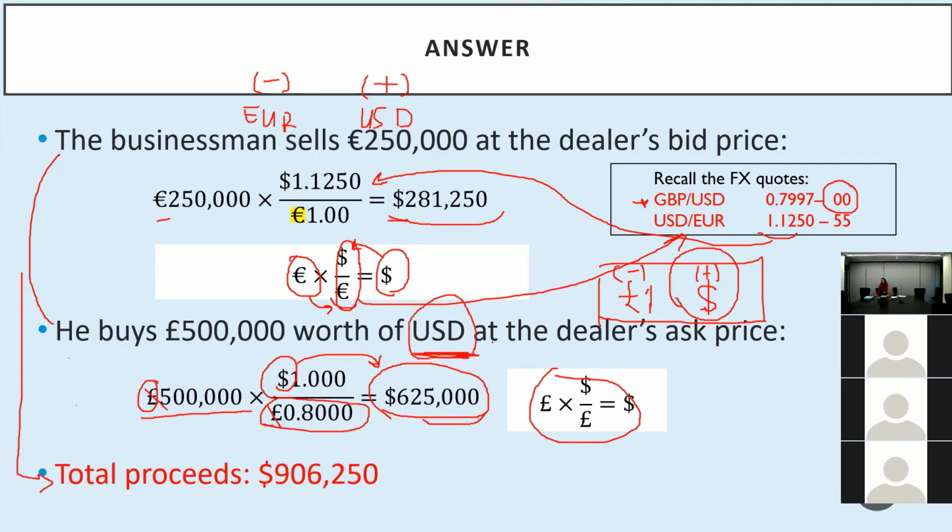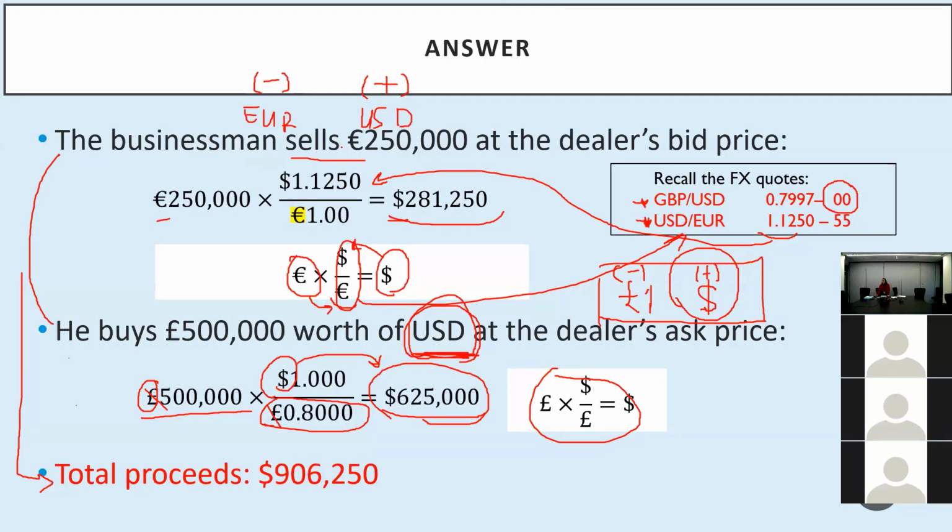That's a very good question. So in the first transaction, we are talking about selling the euro, but in the second transaction, we are talking about buying the USD, right? So why is that the case? Why did I talk like that? It's because I'm just trying to be consistent with the quotes that we have, right?